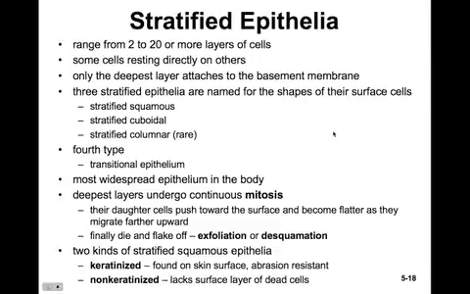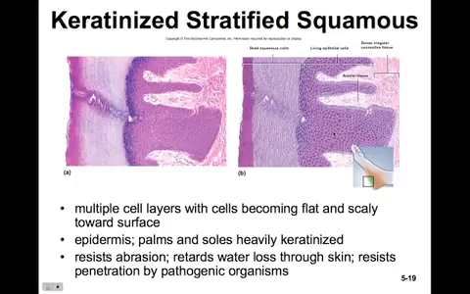There are two types of stratified squamous epithelia, keratinized and non-keratinized. The keratinized variety is found on the skin surfaces and is very abrasion resistant. This is like our skin. And the non-keratinized version lacks a surface layer of dead cells. These are more found on the internal surfaces.